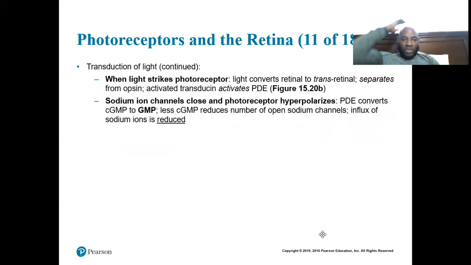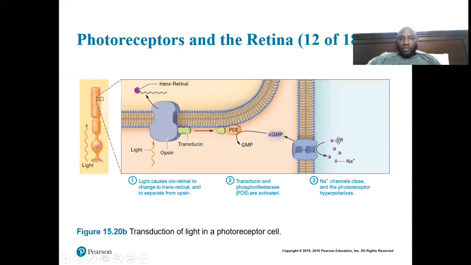But when light strikes these photoreceptors, light converts the cis-retinol into trans-retinol, which separates from opsin, activates transducin, and activates the PDE. Sodium ion channels close, and the photoreceptor hyperpolarizes. PDE converts cGMP to GMP. Less cGMP reduces the number of open sodium channels. Influx of sodium ions is reduced. Right? Fewer sodium ions get in when light comes.